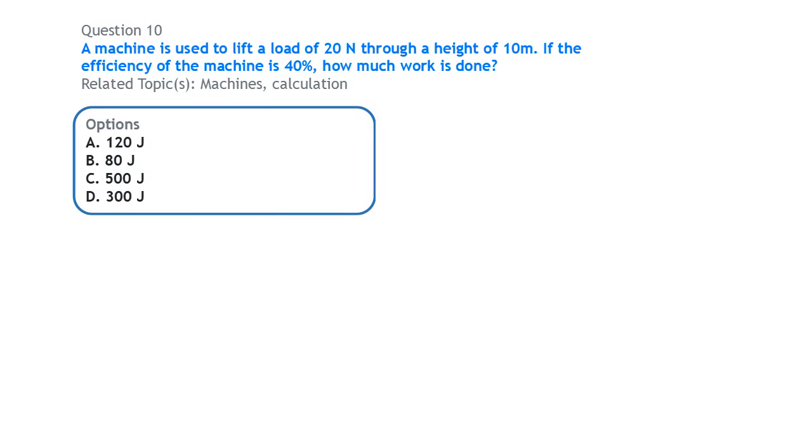Alright, next question on machine. A machine is used to lift a load of 20 Newton through a height of 10 meter. If the efficiency of the machine is 40%, how much work is done?